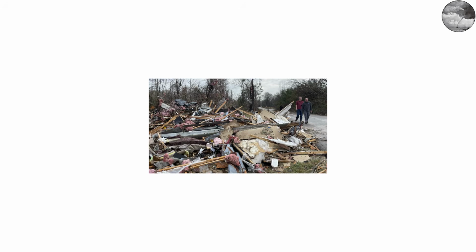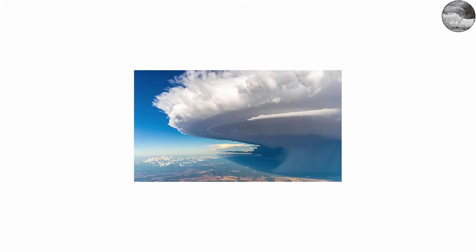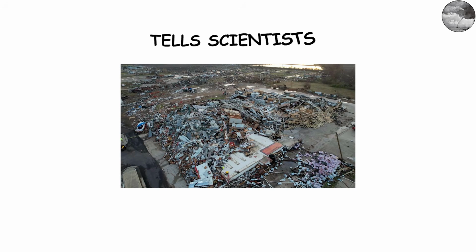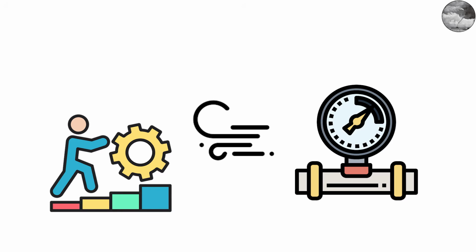What's left behind is a trail of destruction. Trees shredded, homes flattened, soil stripped bare. But from a meteorological perspective, that destruction is data. Every broken object tells scientists something about wind speeds, pressure changes, and the inner workings of these storms.